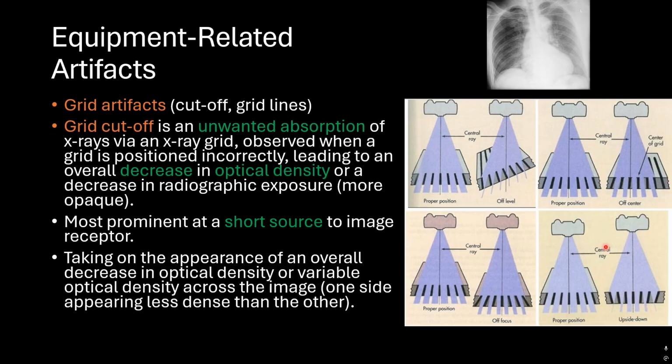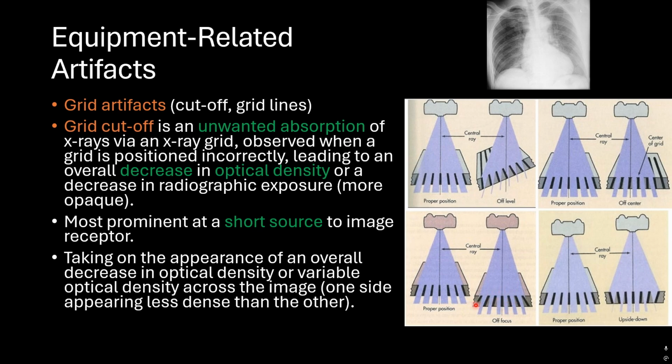So here we have some incorrect positioning of the grid. For example, here we have an off-level grid, and we can see the image will have an opaque or bright appearance when we expose the patient with such a position. And next we have off-center positioning of the grid, and we can see that there is more absorption of the X-rays in the image. And next we have off-focus, where the distance does not match the correct one.